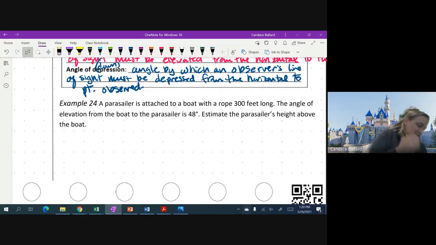Okay. So we've got a parasailer attached to a boat. All right, you guys ready to see my fantastic boat? Okay, here it comes. All right, here's my boat.